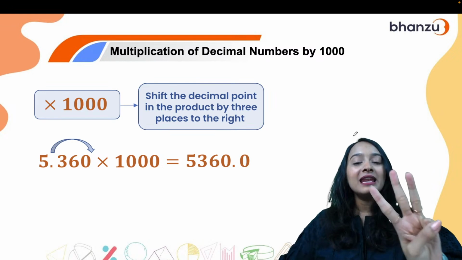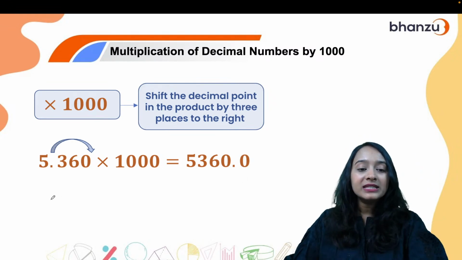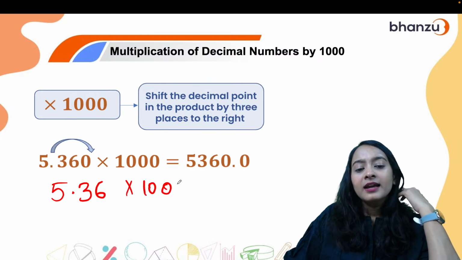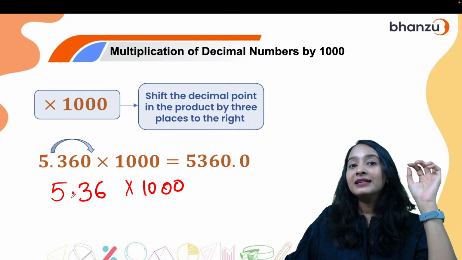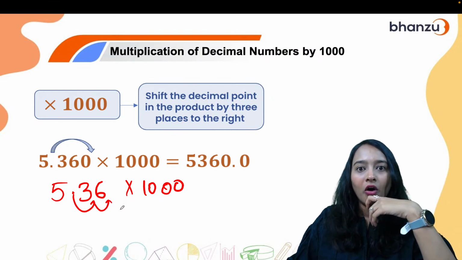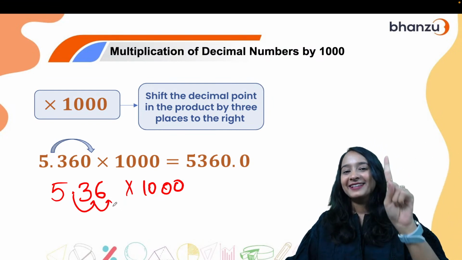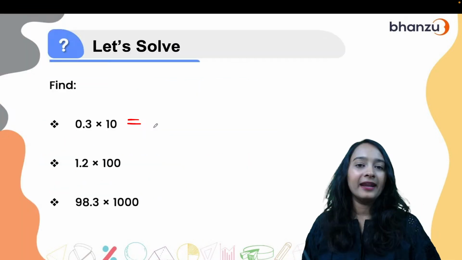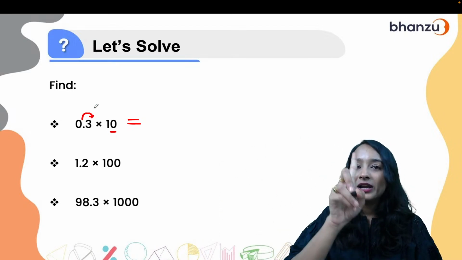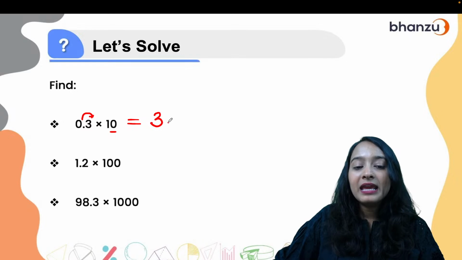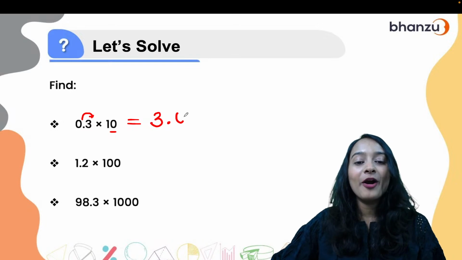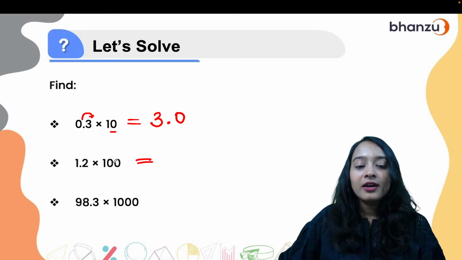Now you have 1000. So you have 5.36 multiplied with 1000. Now you have to move three decimal places. You have to move the decimal point three digits towards the right side. 1, 2. There are only two digits. What do we do? 0, our hero. Now you're multiplying with 10, with only one zero. So we'll move the decimal place towards the right only by one place. So 3 point. Should I leave it at just 3 point here? I will write it as 3.0.